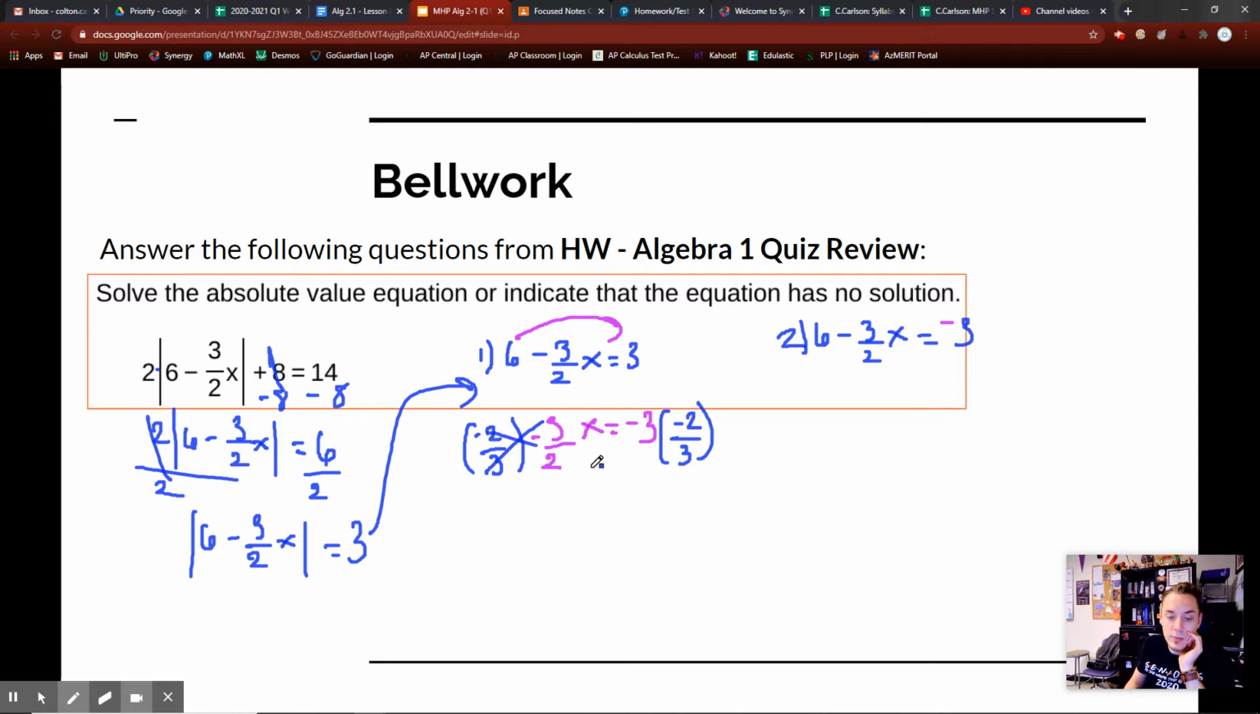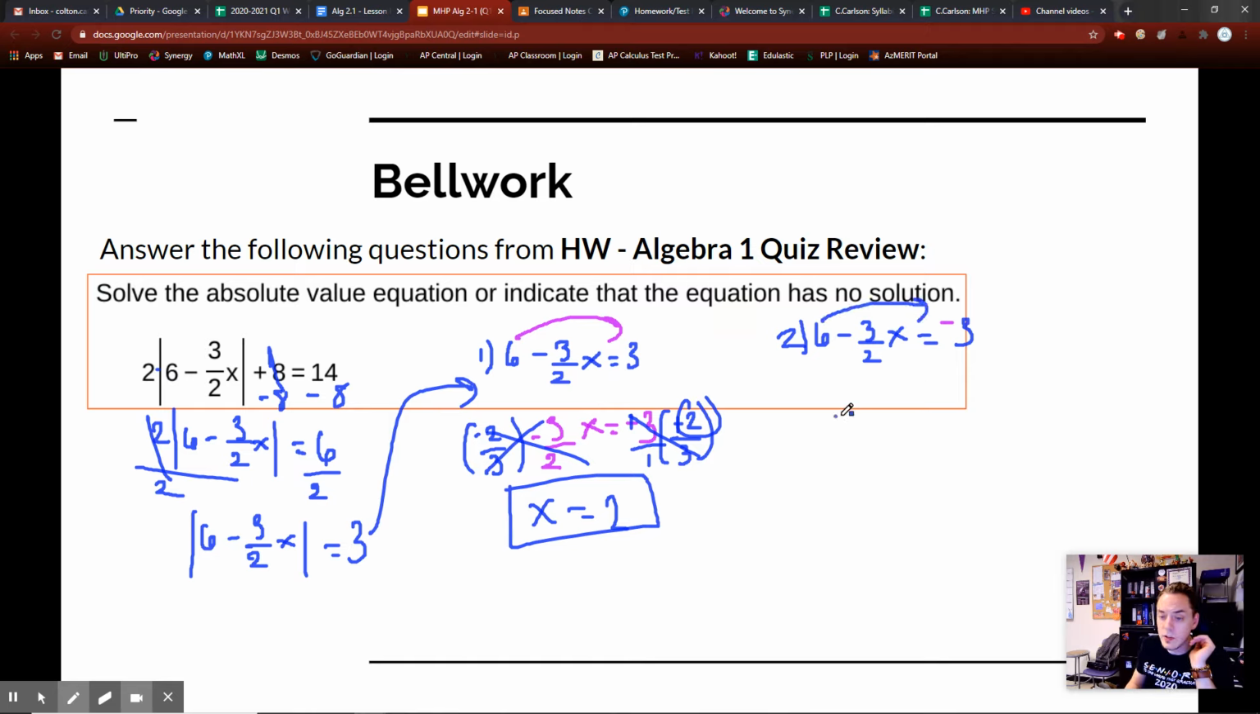That goes poofy, poofy. I'm left with x equals, the 3 is technically over 1 here, which means that goes poofy. And then the negatives go into a positive, so I'm really just left with 2. Wow, that was awesome. X equals 2. We're baller. All right, let's do the next one.